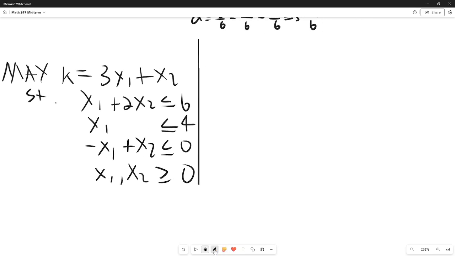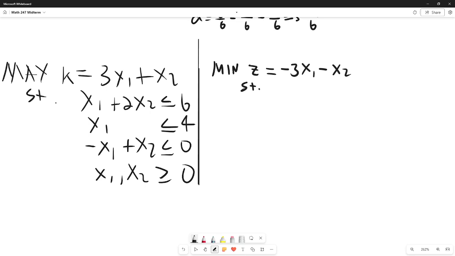Okay. So we're going to say, since this is max, we're going to turn it into min. So min, and then whenever we're doing min, we usually do z. So min z, but it's fine if you keep k, I believe. And again, we want to negate that value. So we're going to say negative 3x1 minus x2.